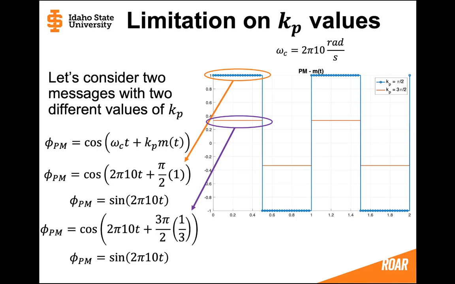Now, why isn't this a good thing? Well, if we have two different messages and they've been modulated, and the phase modulated signal is identical, that means that a receiver would not be able to distinguish between the blue message, which has the phase modulated signal of sine 2 pi 10, or the red message, which has a lower value, but also has the same phase modulated signal of sine 2 pi 10.